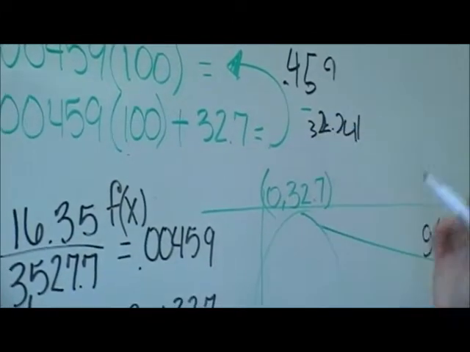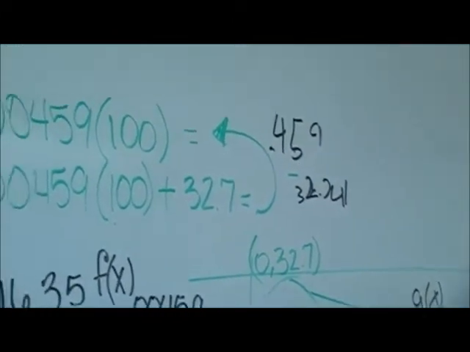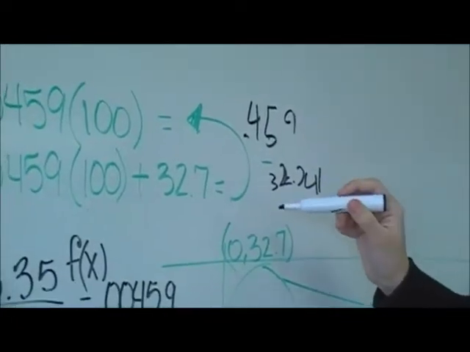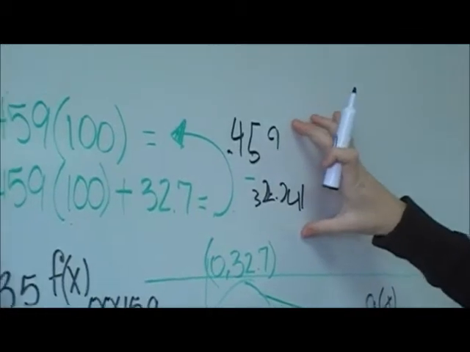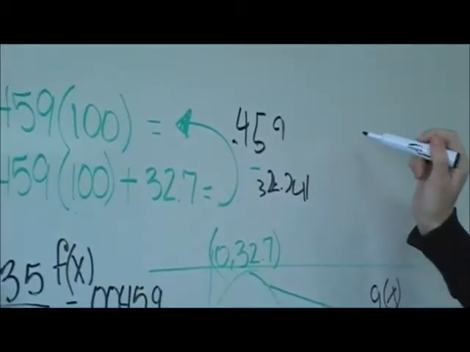You get 32.241. You take these, this is negative, I guess. Okay, so you take these and you subtract them.